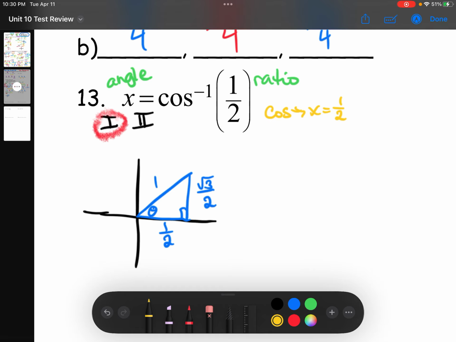So this reference angle across from root 3 over 2 is 60 degrees, or pi over 3. So this first solution is pi over 3. That is the principal value for cosine inverse of 1/2. Now, there is another solution.